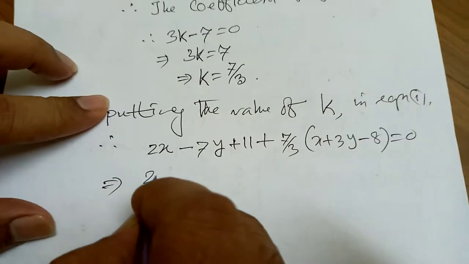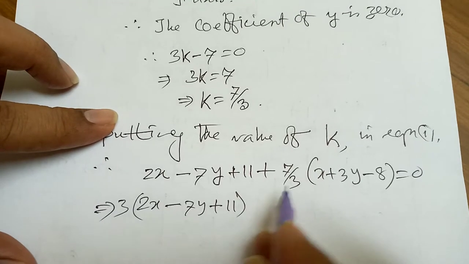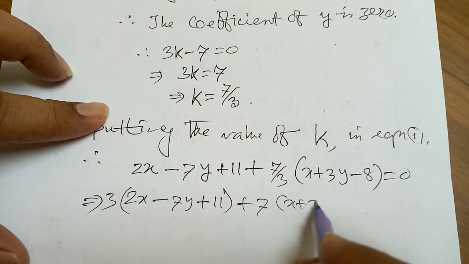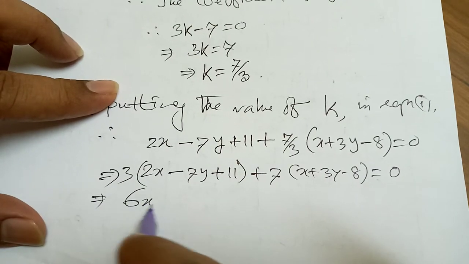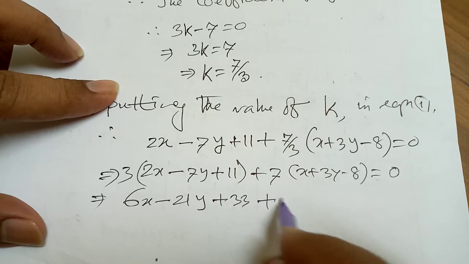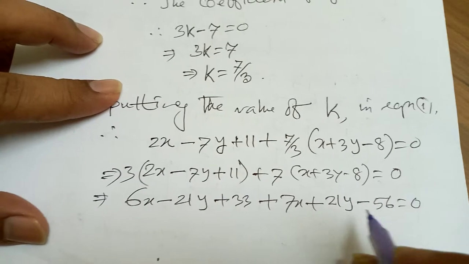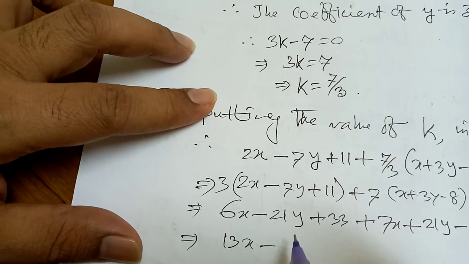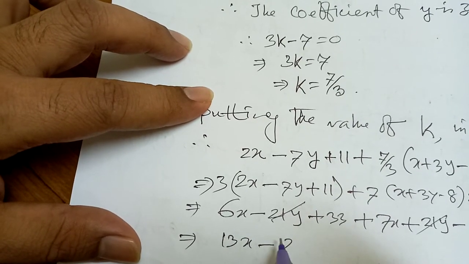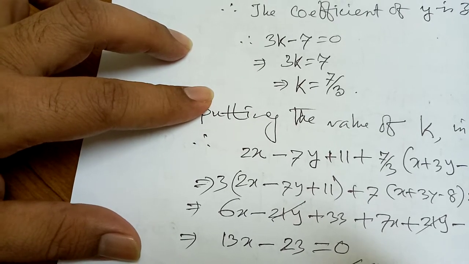Now simplify: 2x minus 7y plus 11 plus k times (7x plus 3y minus 8)... if you multiply by 3, the LCM is 3, and the 3 goes to the right side, 0. 6x minus 21y plus 33 plus 7x plus 21y minus 56 equals 0. After calculation you will get 6x plus 7x is 13x, 21y minus 21y cancelled, so it will be 33 minus 56, which is minus 23, equal to 0. This is our required solution.